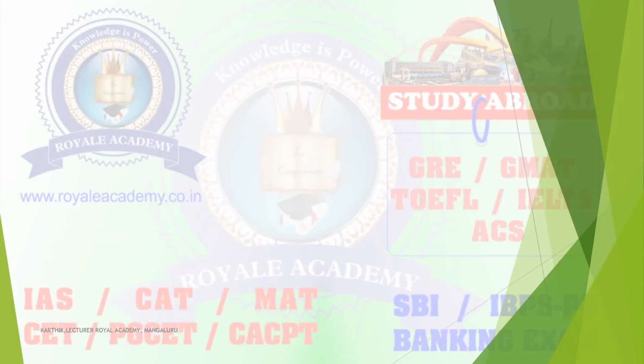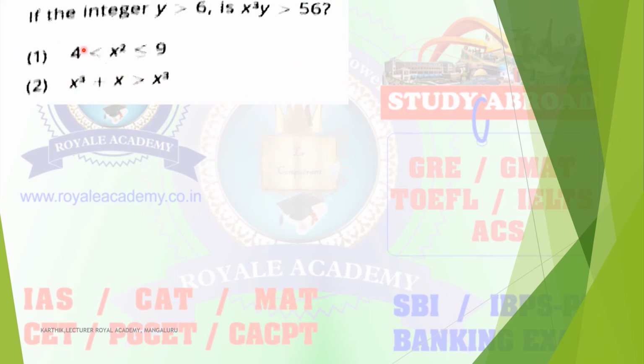Next question: if the integer y is greater than 6, is... This is also an 'is' type of question. If it is asking an 'is' type of question, first satisfy the statement, then go for the condition. Okay, x cube y is greater than 56.